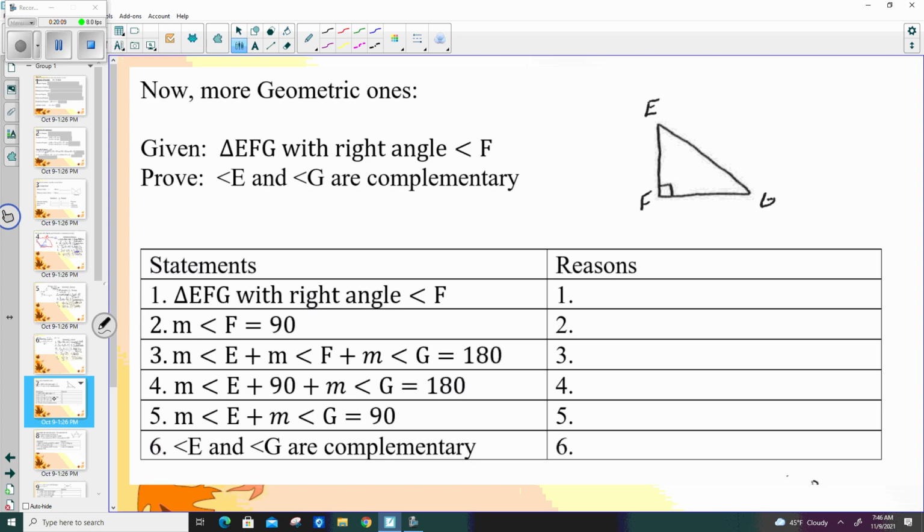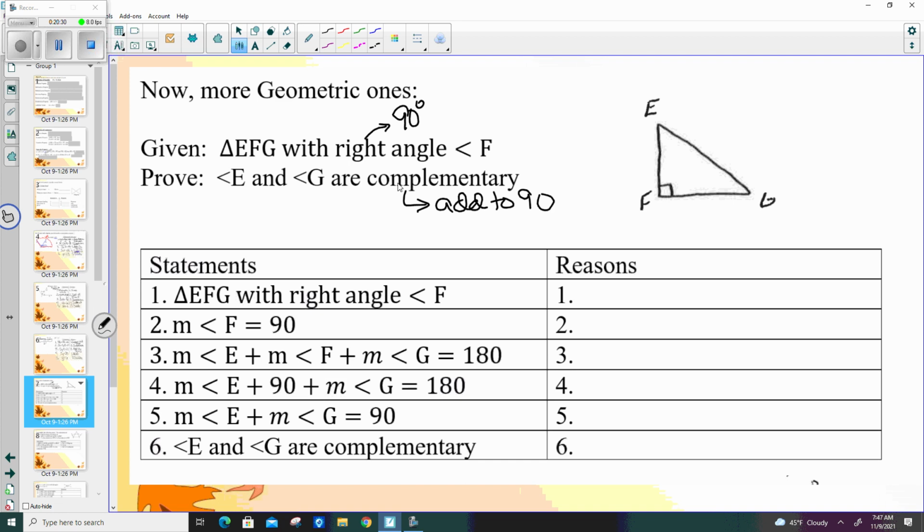Back to chapter 1. Can't forget anything in this class. I keep using it over and over and over again. They add up to 90. What does the right angle tell me? That we have a 90 degrees.